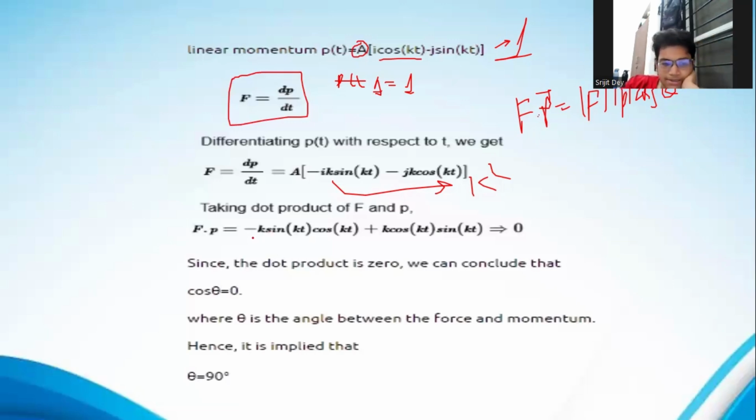you will get minus k sin kt cos kt plus k sin kt cos kt. Thus, this is equal to 0. Thus, cos theta is equal to 0, so theta is 90 degrees.